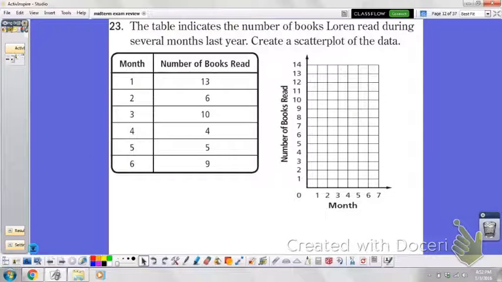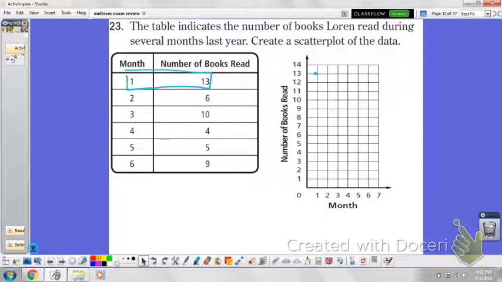For number 23, we have a table that indicates the number of books Lauren read during several months last year. We're going to create a scatter plot of the data. So we're given months and the number of books. If we take a month and then the number of books read, that is a point, so we can plot each of those points. So I can plot 1, 13, so over 1, up 13.